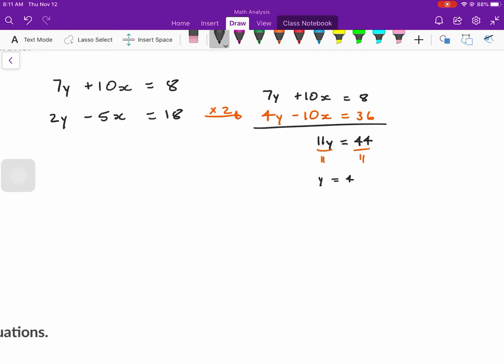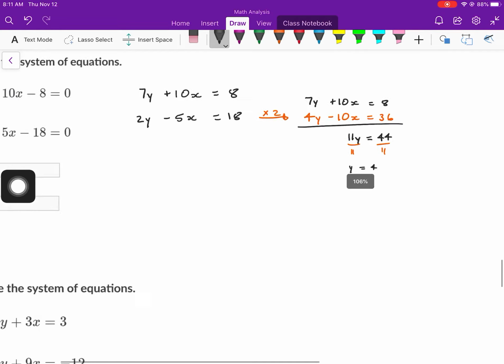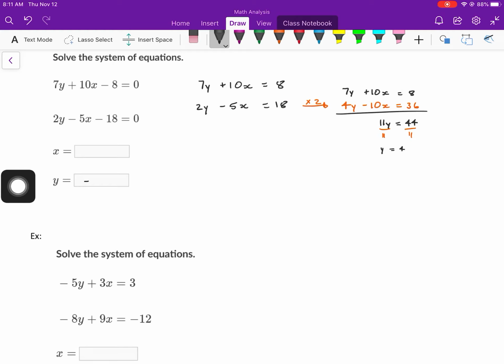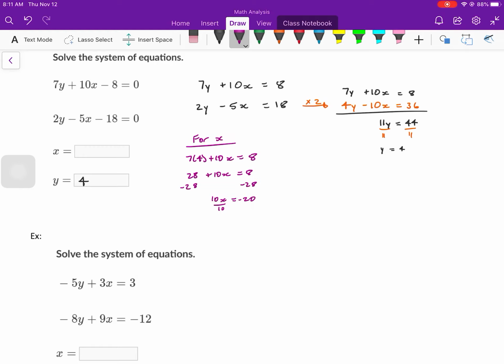Now it's your choice on what you want to plug into. Now we have 3 equations, 1, 2, and 3. So your choice on which one you want to use. I'll just go back to this one. 7y plus 10x equals 8. 28 plus 10x equals 8. Subtract the 28. 10x equals negative 20. Divide by 10. And x equals negative 2.